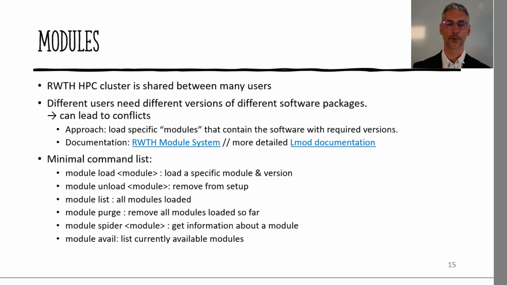It's based on Lmod, and the minimal list that you need to know is module load and then the module name and version that you want. You can also unload it if you load the wrong one, or if you want to change your environment. Right? First you had version 1 and now you need version 2, so you need to unload version 1 and load version 2 and so on. You can list all the modules that are loaded. You can do module purge and then remove everything that you've done so far. The command module spider gives you more information. You can also of course have a list of all the modules that are currently available.